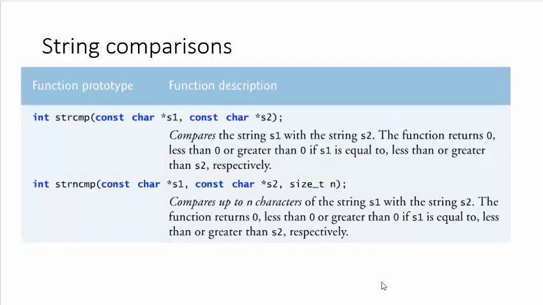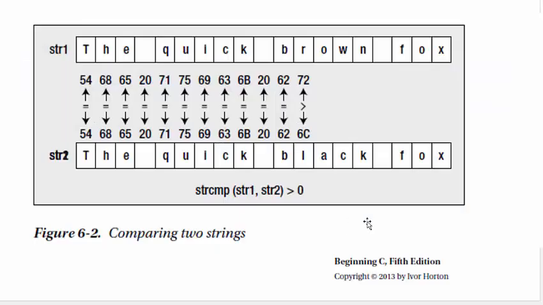The next category of functions in the string.h library are string comparisons. So string compare right here, compare string 1 with string 2. And then you can compare a certain number of letters, so there's the n in there to say you're comparing up to n characters. It says here in the definition the function returns 0, less than 0, or greater than 0, depending on whether the string is equal to, less than, or greater than the other string. So how can a string be equal to, or less than, or greater than? So here's what happens.